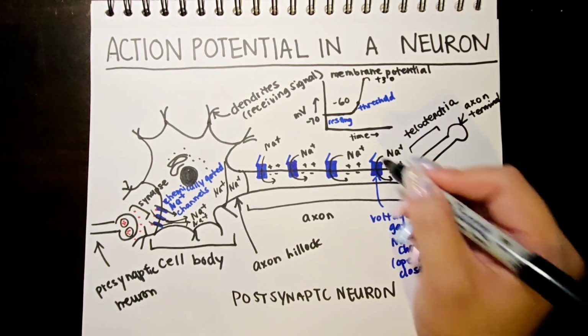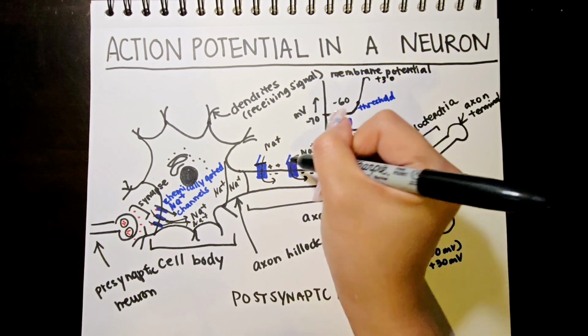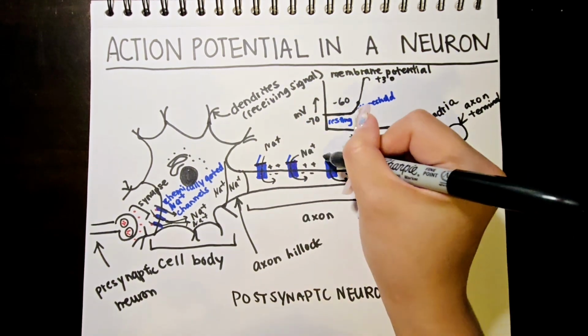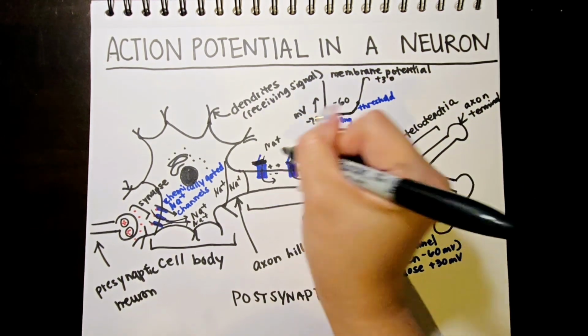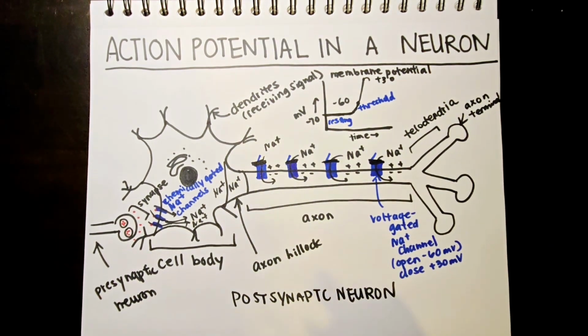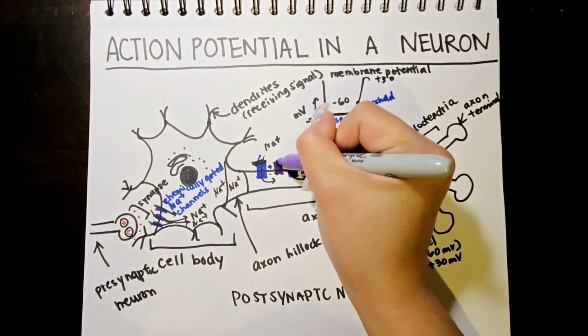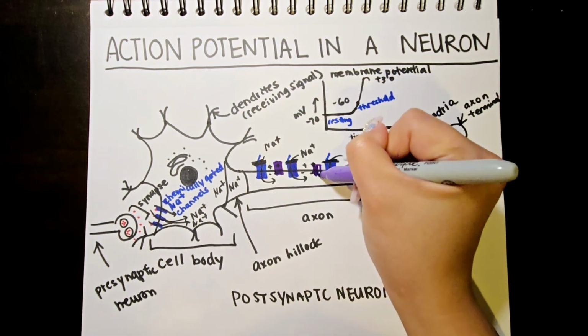Now, once they reach positive 30 millivolts, the sodium ion channels will close up. So imagine that means it is closing up. And it will activate a different set of voltage gated channels. And I'm just going to draw it in between.